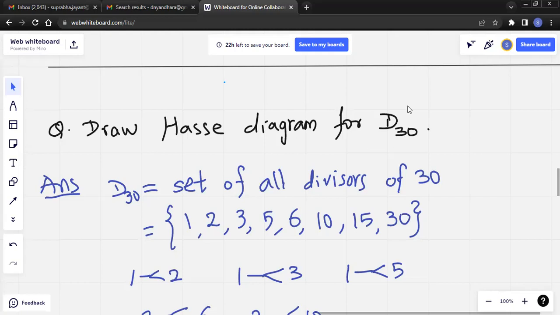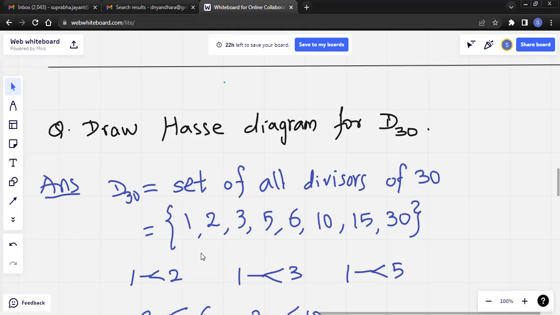What does the set D30 indicate? It is the set of all divisors of 30. What are the divisors of 30? As we all know, 1 divides every number, so 1 is there. 30 is even, so 2 is there. 30 is divisible by 3, 3 tens are 30. 5 sixes are 30, 6 fives are 30. 10 threes are 30, 15 twos are 30, and 30 ones are 30. So all divisors we have listed.